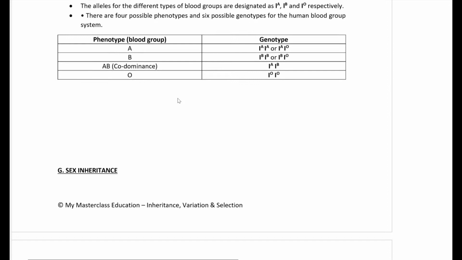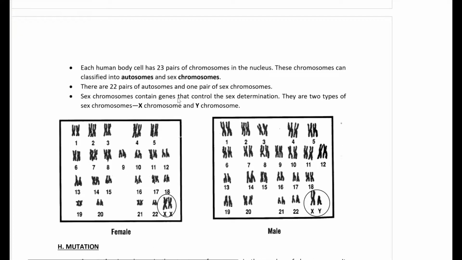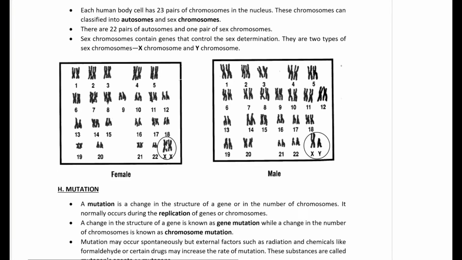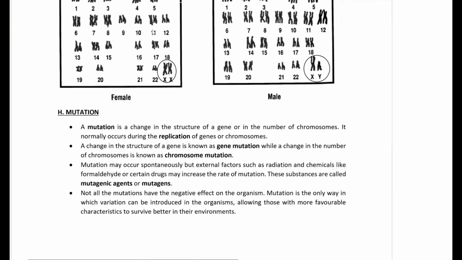Okay, so moving down from here, sex inheritance is whereby the 23rd chromosomes, where I've got the X chromosome, I've got the Y chromosome. So mutation can happen in any of the chromosomes. By definition, mutation is the change in the structure of a gene, which means the genes inside any of these chromosomes can change, or it can be due to the number of chromosomes that are changed.